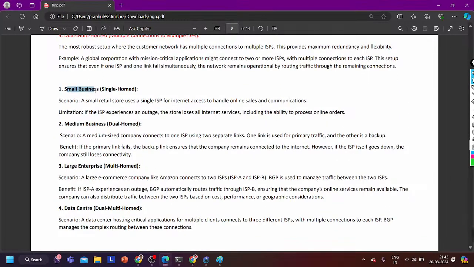For a small business, you have single homed. For a medium-sized business, you have dual homed. For large enterprises, you have multi-homed. And for data center or for critical applications, you have what? Dual multi-homed.